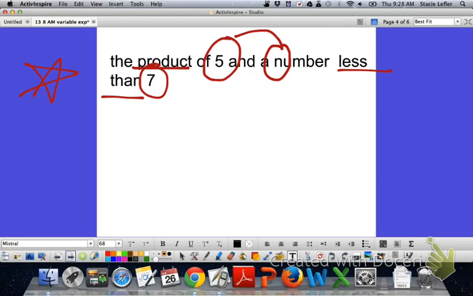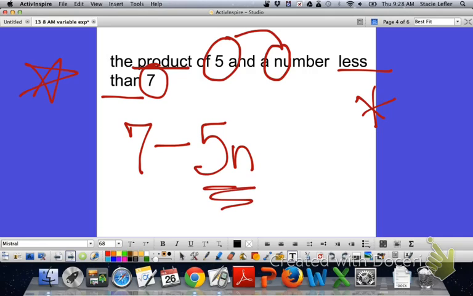Plus, you could think of less than as being our turnaround words. So we're going to start with 7 because it's bigger. We're going to say it's less than 5 times a number. The product of 5 and a number is 5 times n, and that is less than 7. So 7 has to go first.